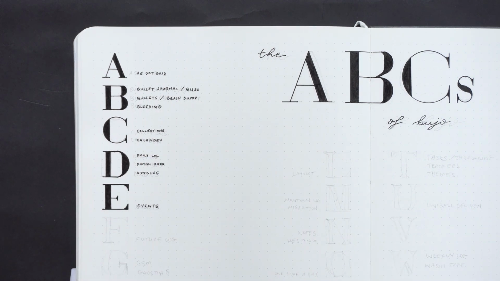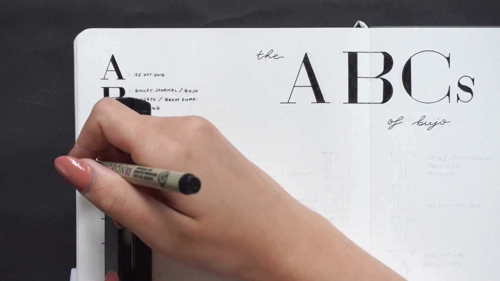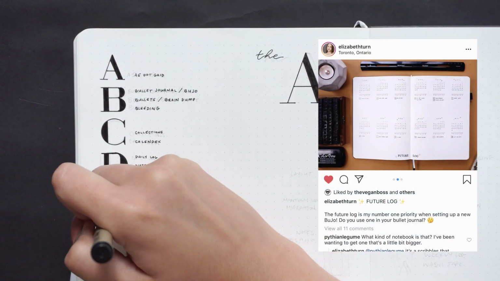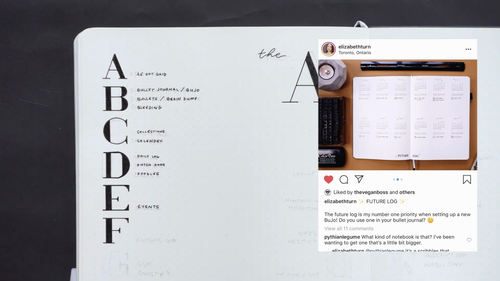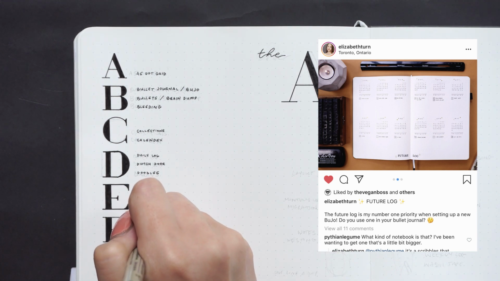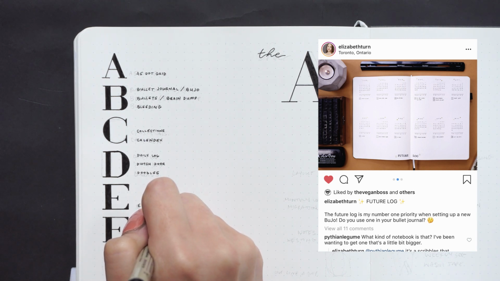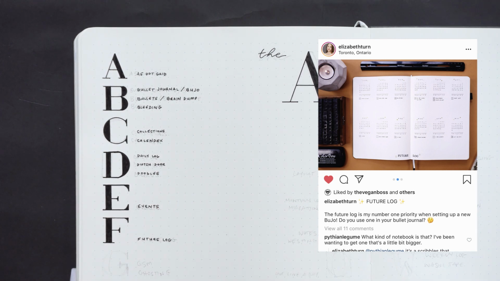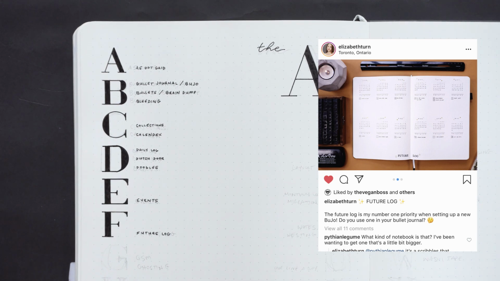Moving on to F, we have future log. This is one of my favorite spreads in the bullet journal, and this is what I refer to as an alternative to the Calendex and is my personal preference out of the two. So a future log usually involves setting up at least 6 months in advance. There are lots of different styles you can do, but essentially you will write out the months so that you can see sort of at a glance what days land on what days of the week for future planning, and then there'll be some sort of space for you to fill in events or appointments or birthdays or anything else that are coming up in the future that are happening past the current month you're in.